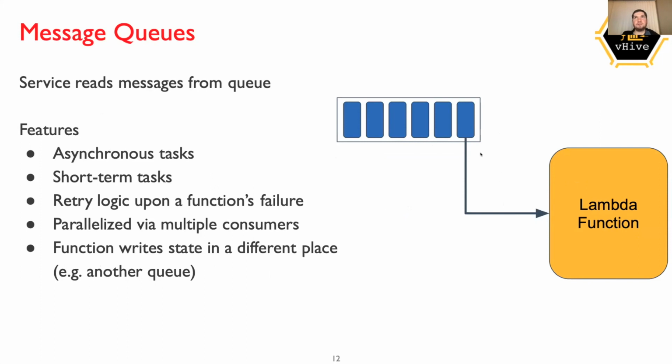On the plus side, it can work with long running asynchronous tasks, although it will be limited by some time, because the queue service has to receive information from Lambda that it finished processing the message. It may have retry logic upon a function's failure, so if Lambda failed to process a message, it can start another Lambda to process it. It can be parallelized by multiple consumers, so for example we could start 4 Lambdas and they will process this message, this message, this message, and this message. And finally, to propagate state further, Lambda can write state in a different place.